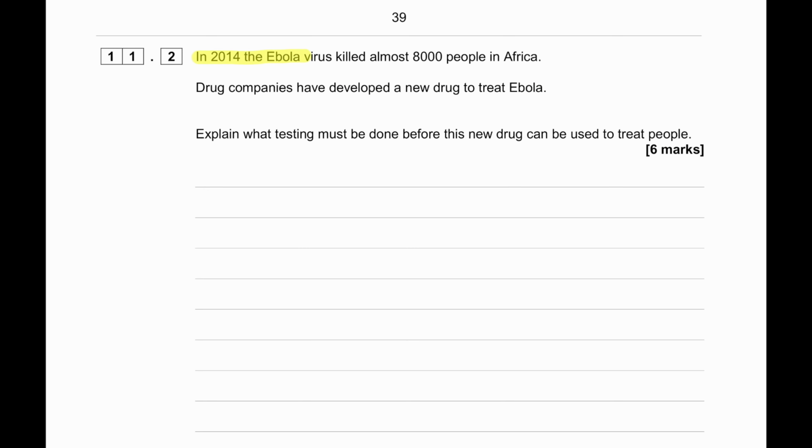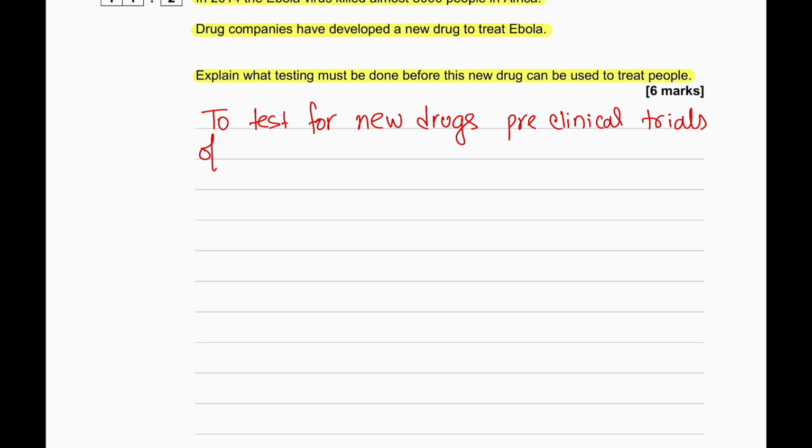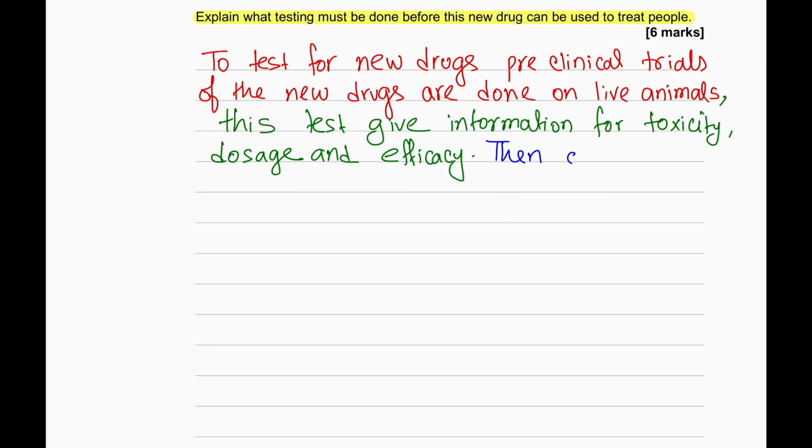In 2014, the Ebola virus killed almost 8,000 people in Africa. Drug companies have developed a new drug to treat Ebola. Explain what testing must be done before the new drug can be used to treat people. To use a new drug for treating people, preclinical trials of the new drug must be done. The preclinical trials are done on live animals. It is done to test the toxicity, the dosage requirement and the efficacy of the drug.